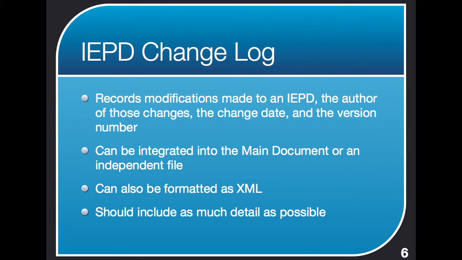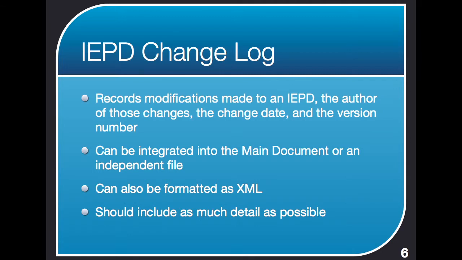Then there's the IEPD changelog, which records modifications made to an IEPD, the author who made them, the change date, and the version number it's on. Now these can be integrated into the main document, or they can be an independent file. You can also format them as XML, so that's a possibility as well. In fact, what I would recommend is formatting them as XML and then having a style sheet that turns it into something pretty for humans, and then incorporating the style sheet output into the main document so that it's in both places, so that humans can read it and computers can read the XML. It's a nice way to have both.